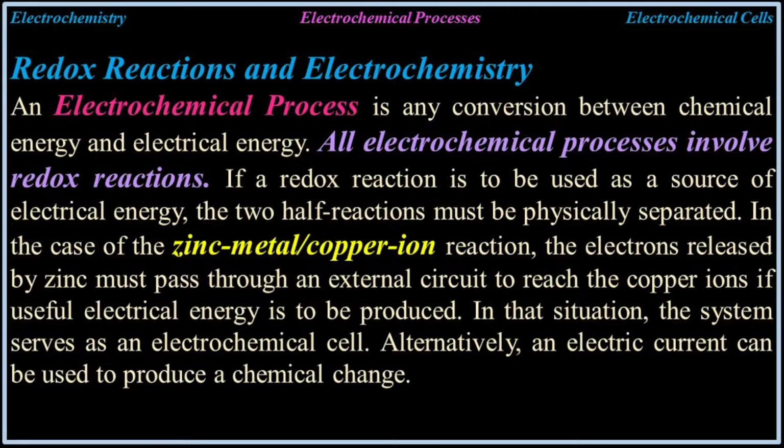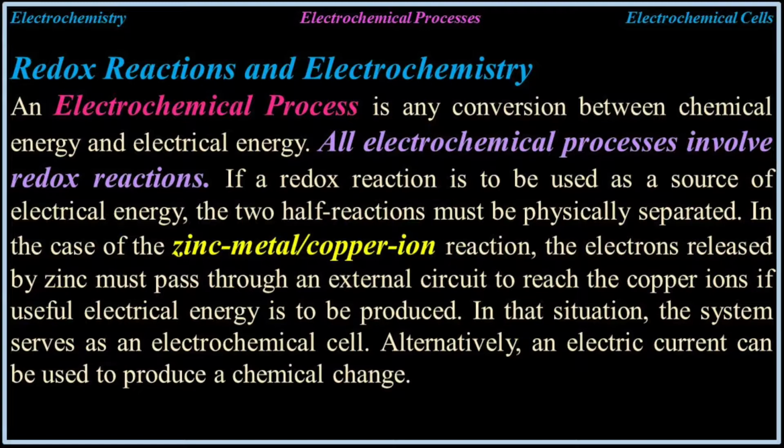Redox reactions and electrochemistry. An electrochemical process is any conversion between chemical energy and electrical energy. All electrochemical processes involve redox reactions. If a redox reaction is to be used as a source of electrical energy, the two half reactions must be physically separated. In the case of the zinc metal copper ion reaction, the electrons released by zinc must pass through an external circuit to reach the copper ions if useful electrical energy is to be produced.